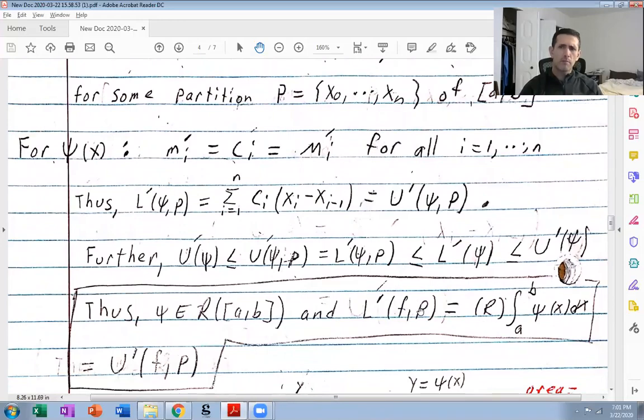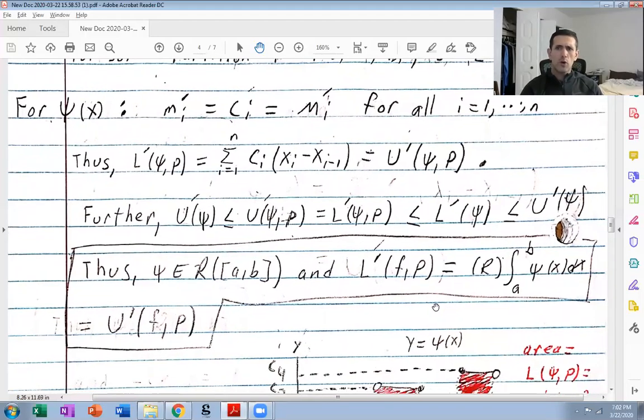And if P is the partition associated to my step function, sorry, this should be psi here. This should be psi here, and this should be psi here. So this should be psi here and psi here. Then if P is the partition associated to this step function, then this lower modified Riemann sum is equal to this upper modified Riemann sum, which equals the area under the curve of the step function, as it should be. Okay.